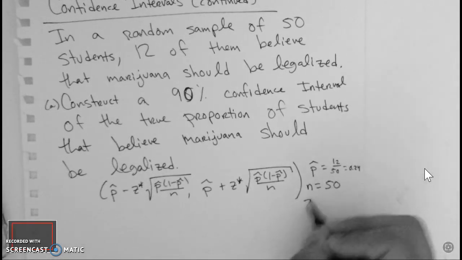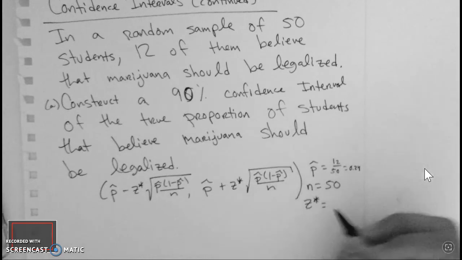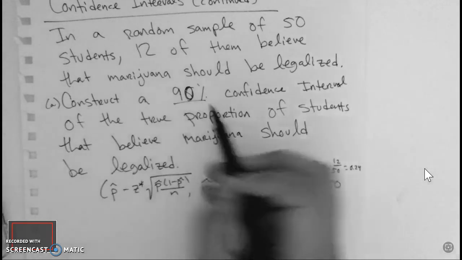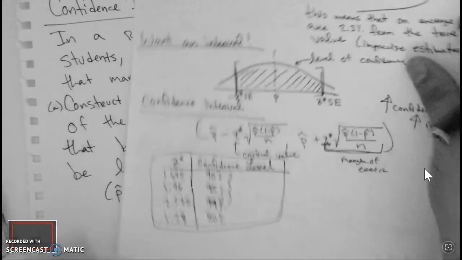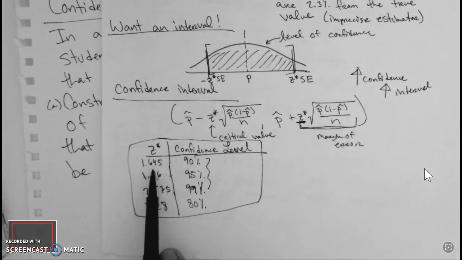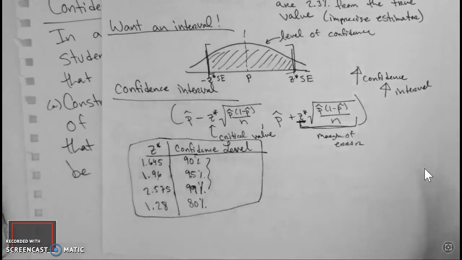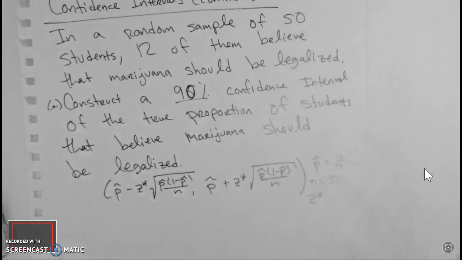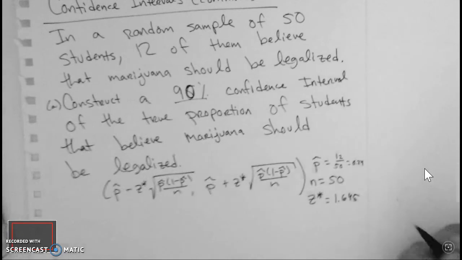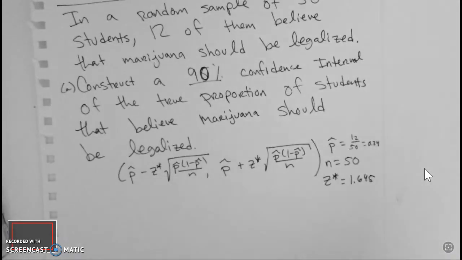Now what is z star? Remember from the previous video, we said that z star is dependent on the confidence level. In this case, the confidence level is 90%, and if we go back to our little chart, 90% corresponds with 1.645. So that's what z star is. Now all we've got to do is plug it in and see what our numbers are.